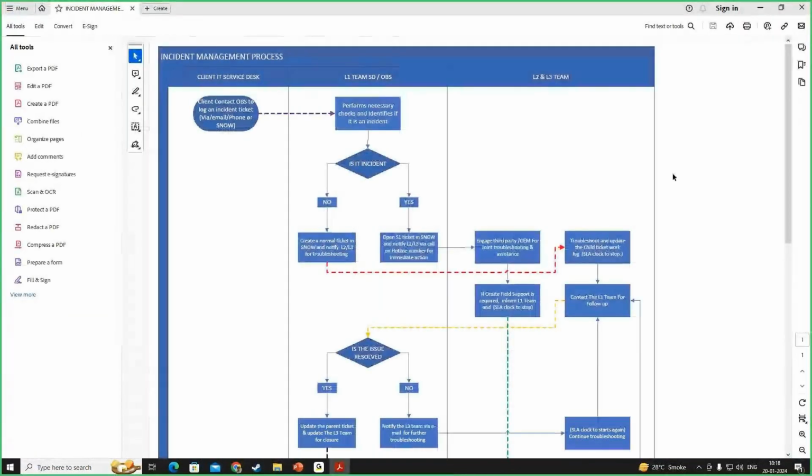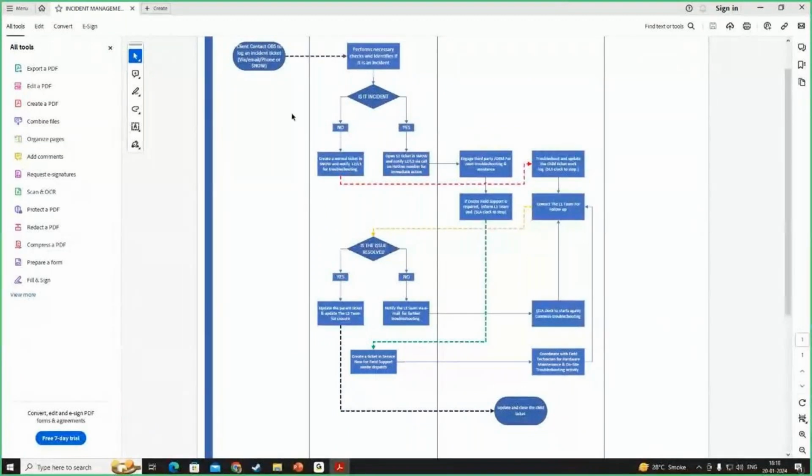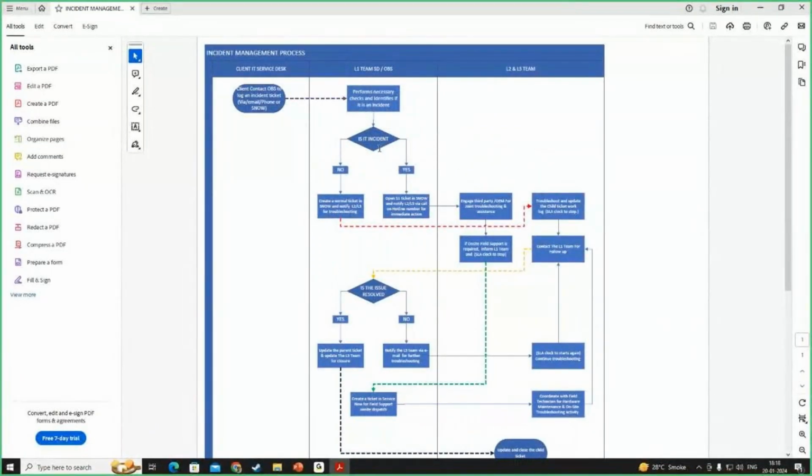So this is a vertical swim lane process flow that you see in front of you. Here it's the incident management process followed in an IT company. How it starts and where it ends. There are diamond boxes used in between to identify if there is a yes or no and what happens after each yes and no and where exactly it moves. The arrows denote the flow of the process, and these three different swim lanes identify three different departments. Accordingly, I'll come to know who is responsible for which process step.